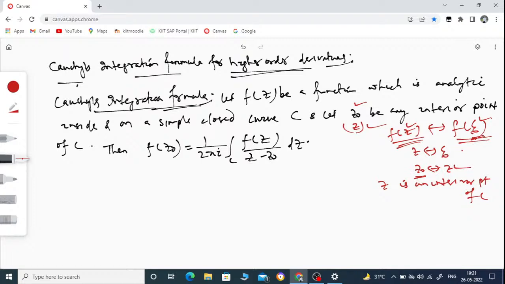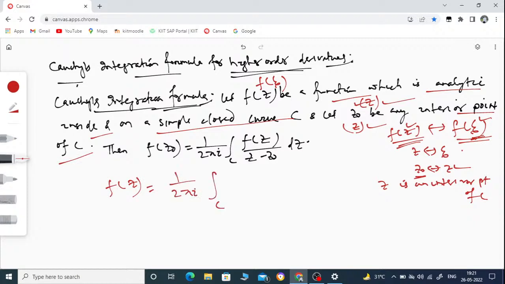That means f of j is a function which is analytic inside and on a simple closed curve C, and z is any interior point of C. Then you can write f of z is equal to 1 by 2 pi i integration over C f of j divided by j minus z dj. This is Cauchy's integration formula. I am just changing f of z by f of j and z naught by z.